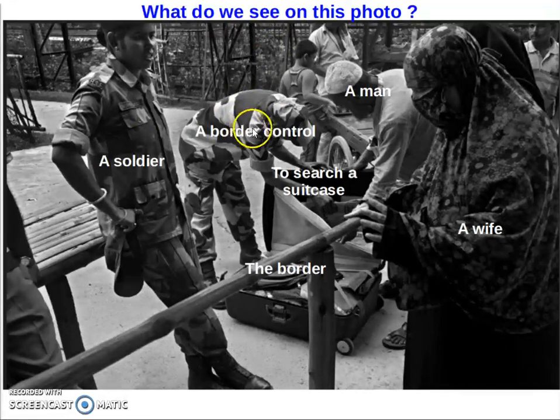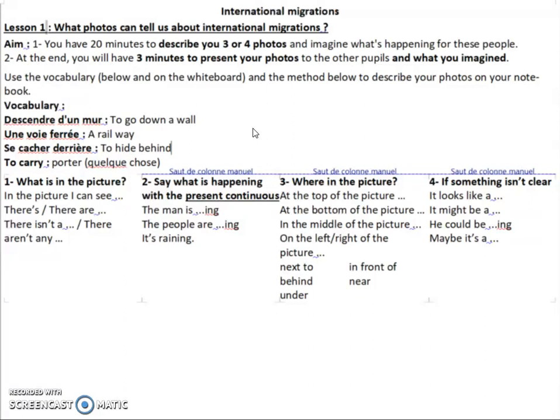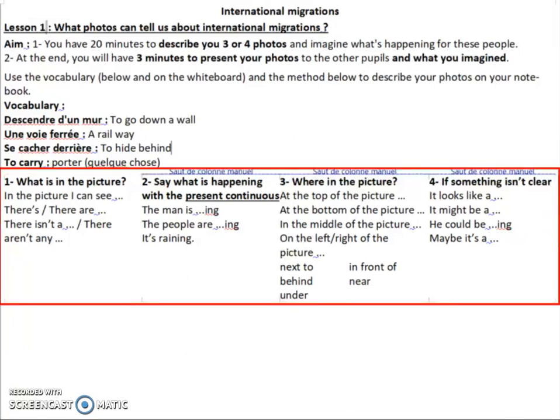For example, border control here. These 4 photos are useful because we will have a bank of words, and I will write it on the board, and after that they will be put in groups of 4, and they will have 4 photos. Both groups have the same method.